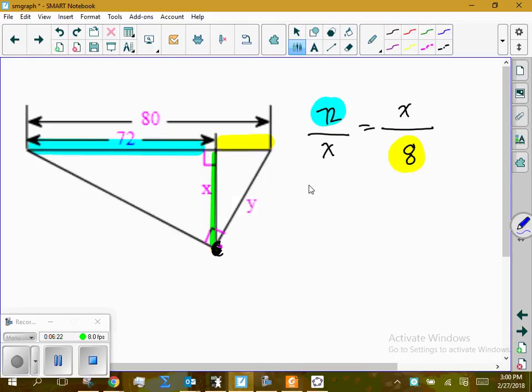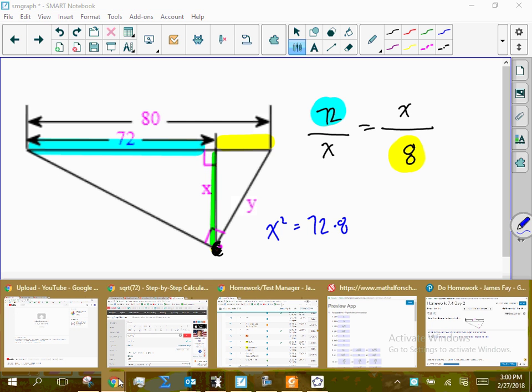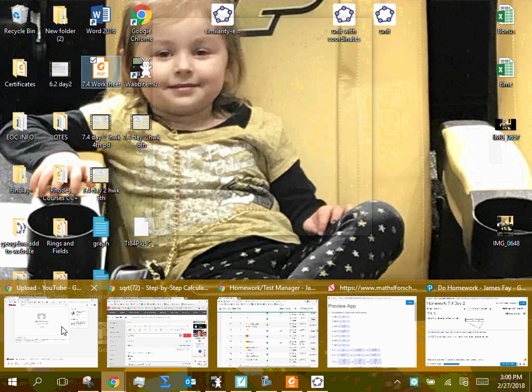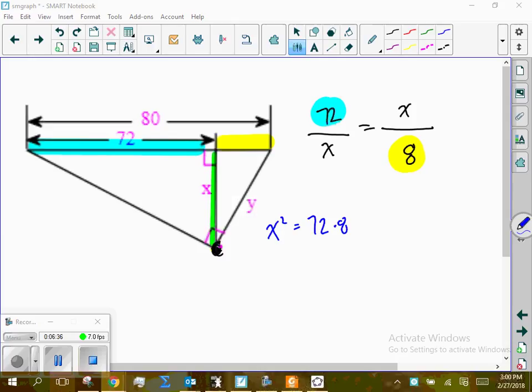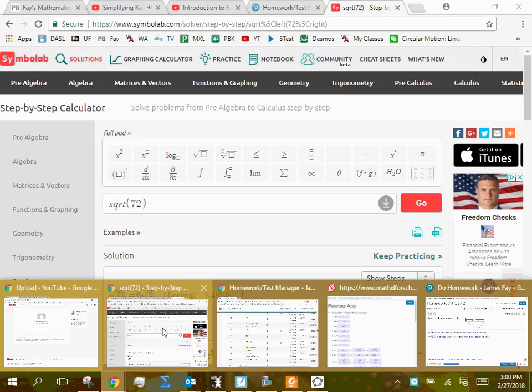All right, now here's what we're going to do, x squared. Now I get 72 times 8. Now I'm just going to check something real quick. If I type in 72 times 8, let's see if I've got a calculator open somewhere.